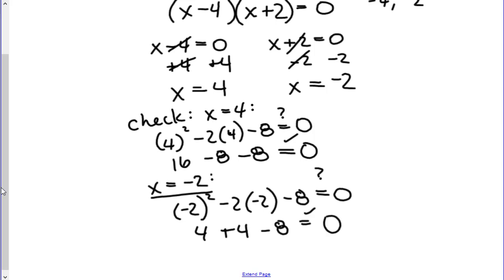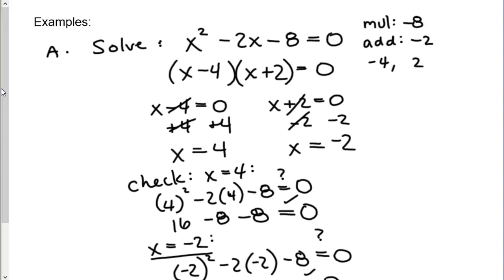So in general, you're going to find that quadratics have two solutions. There's a couple of cases where there would only be one, but in general, there's going to be two. All right, so let's look at another example.